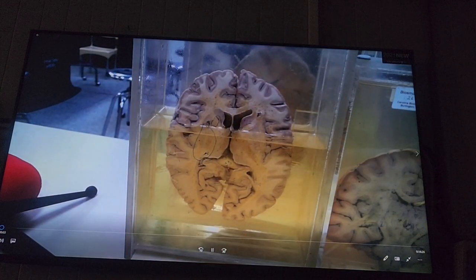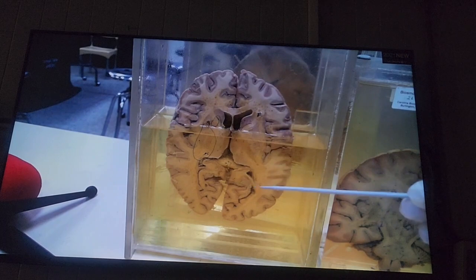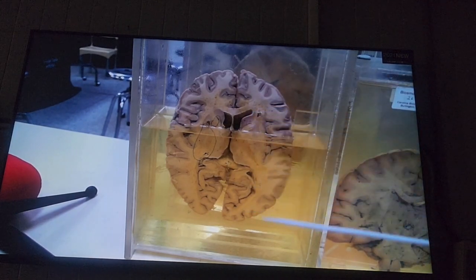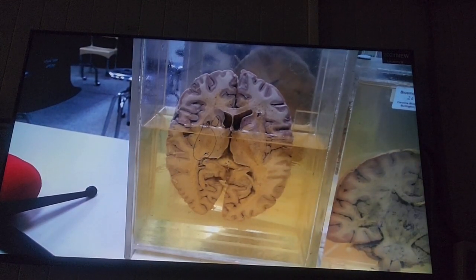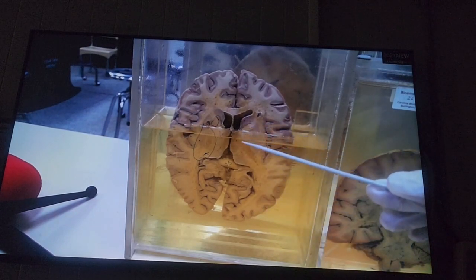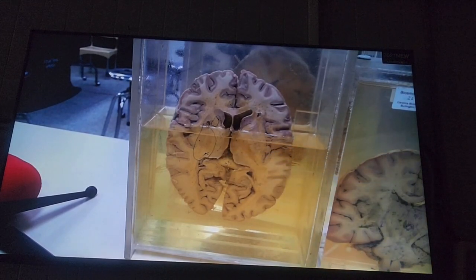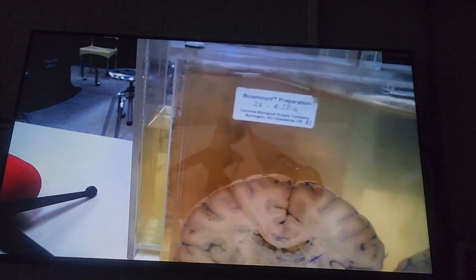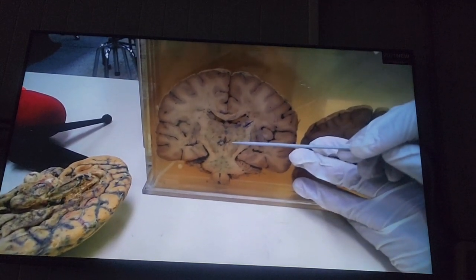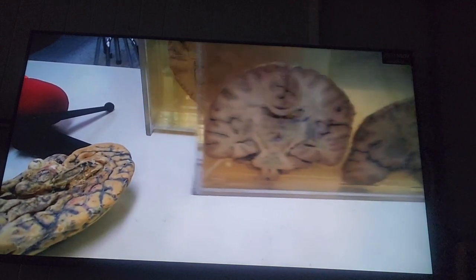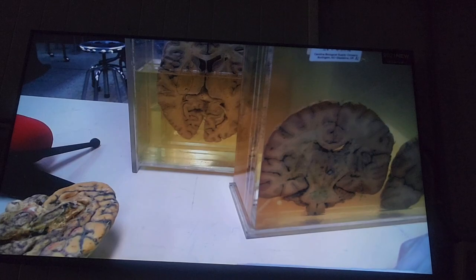Regarding the ventricular system, the cavity of the cerebral hemisphere is the lateral ventricle. This is the anterior horn of the lateral ventricle, posterior horn of the lateral ventricle, and the inferior horn of the lateral ventricle. The cavity of the diencephalon is the third ventricle. This is the third ventricle. Here we can see this is the cavity of the diencephalon, third ventricle. The pons and the medulla oblongata share a cavity, the fourth ventricle.